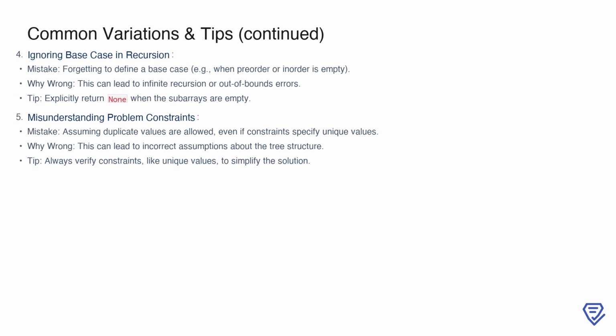Additionally, misunderstanding the problem constraints can lead to incorrect assumptions. For example, assuming duplicate values are allowed when the problem specifies unique values can cause errors in your tree structure. Always verify the constraints carefully. Knowing that values are unique simplifies your solution and ensures correctness. These tips are crucial for building a robust and efficient implementation.